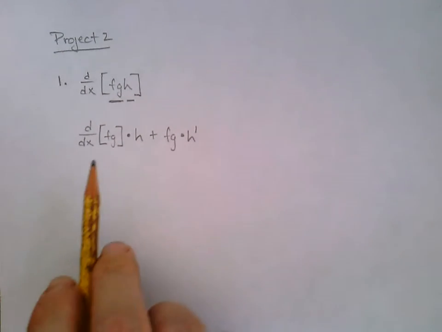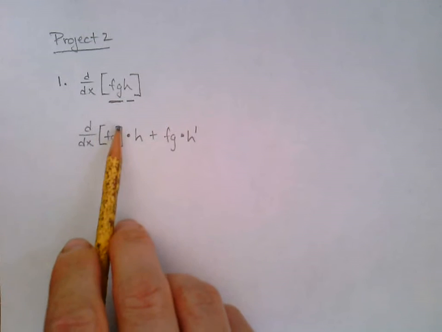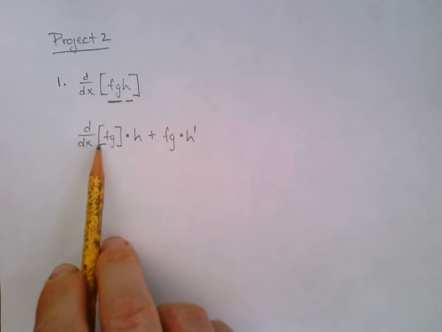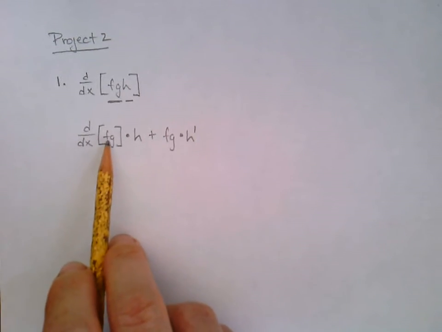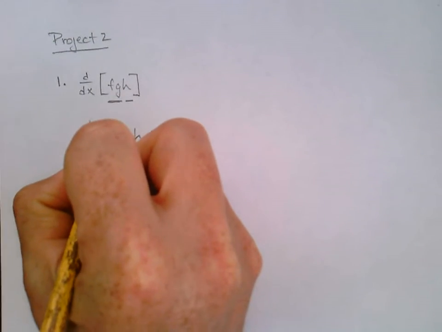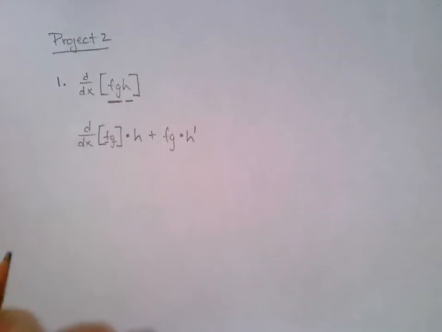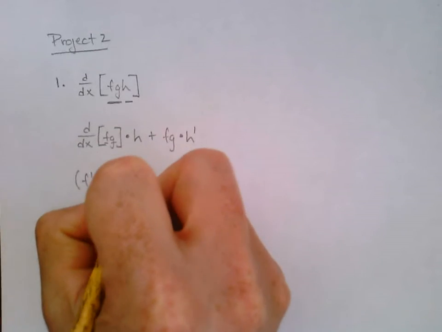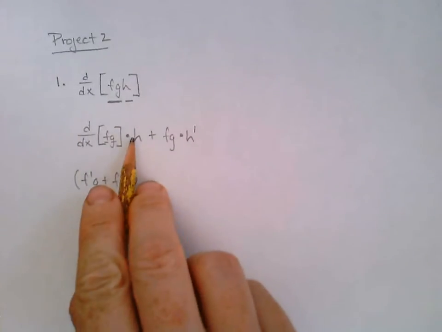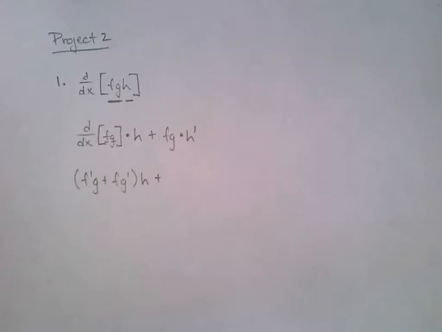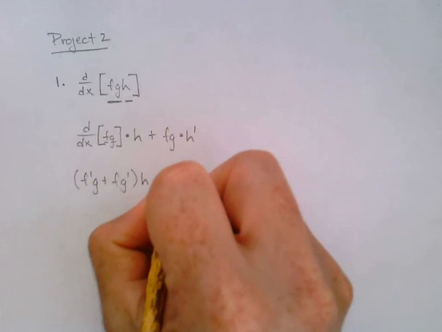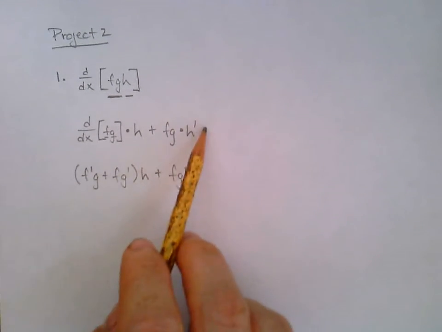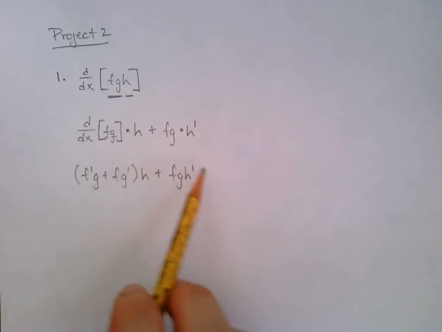Okay, so that's the larger product rule, but within this, there's another product rule here, the derivative of f times g. And that's just the familiar product rule of two functions, where we have a first and a second. So this is f prime g plus fg prime, and then that's being multiplied by h. And then here we've got fg h prime. Okay, so there's our larger product rule and then our product rule within that.